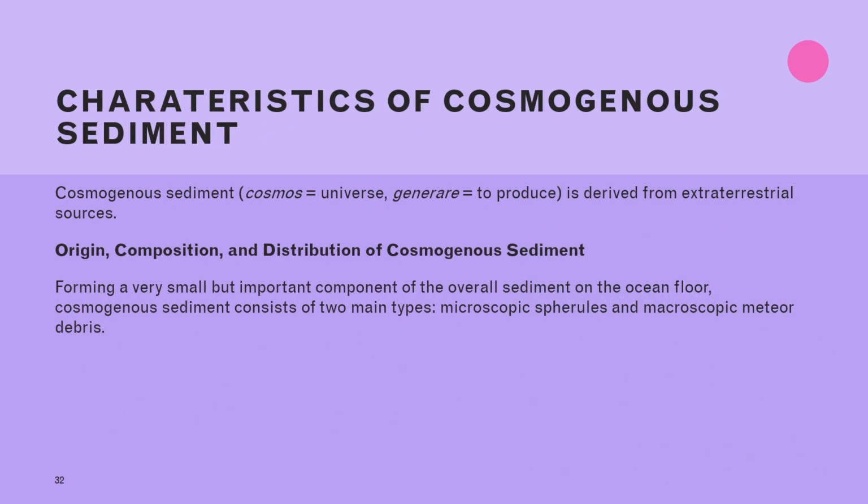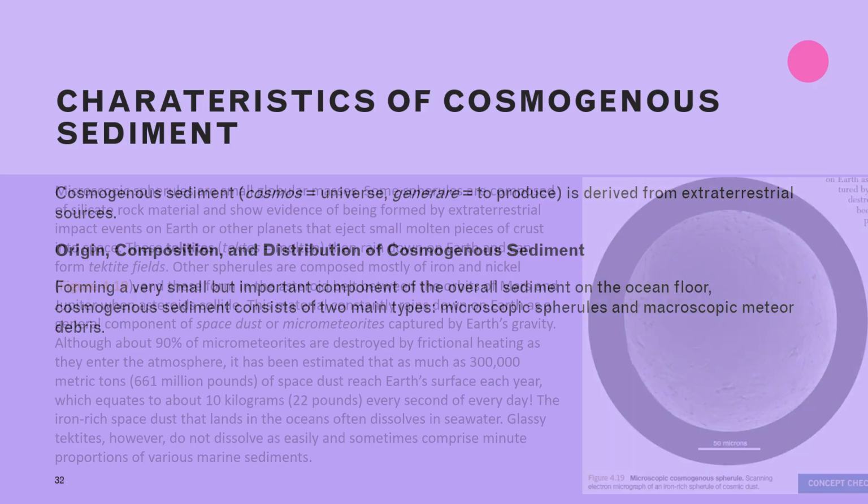Now we have a different type of sediment, which is cosmogenous sediment. Cosmos means that which came from the universe, and it is derived from extraterrestrial sources. So what is the origin, composition and distribution of cosmogenous sediment? Forming a very small but important component of the overall sediment on the ocean floor, cosmogenous sediment consists of two main types, microscopic spherules and macroscopic meteor debris.